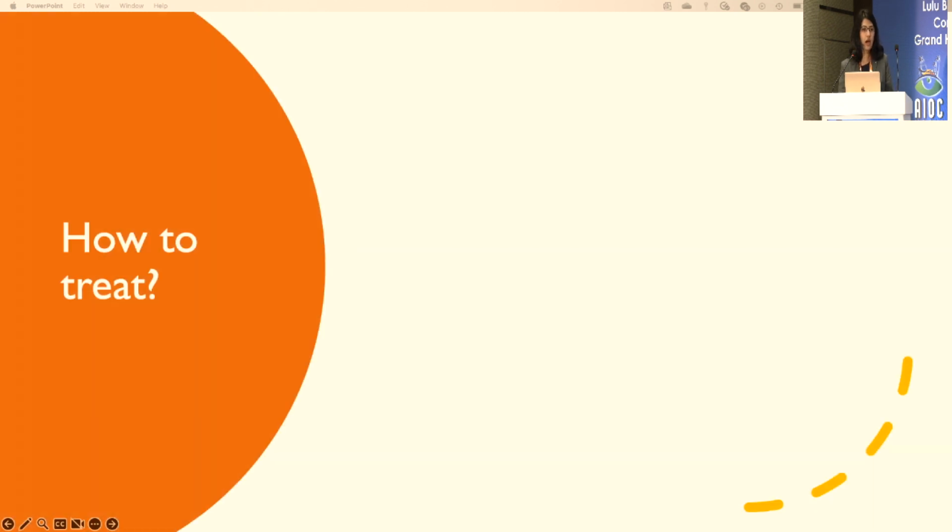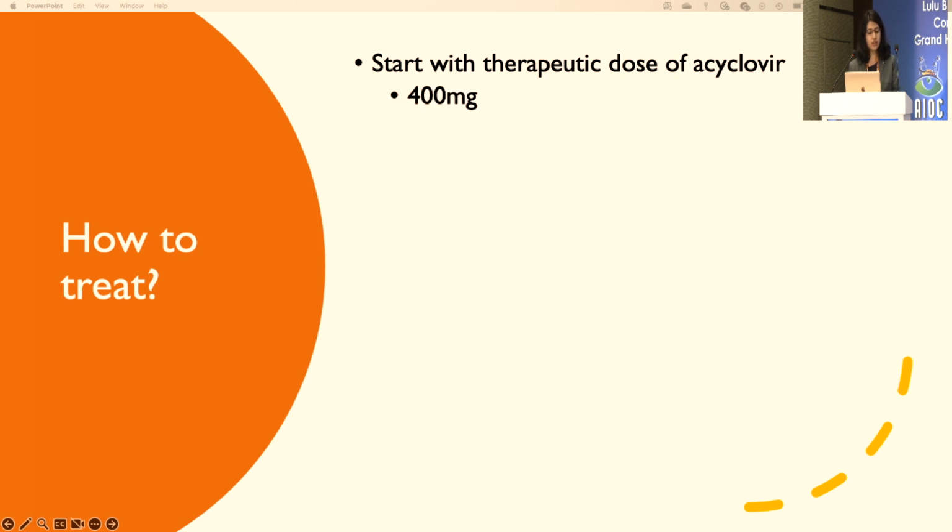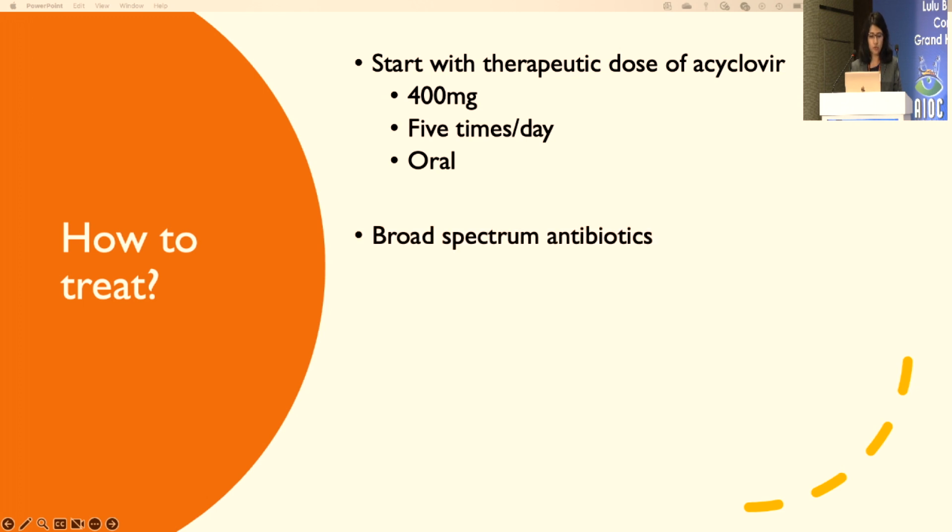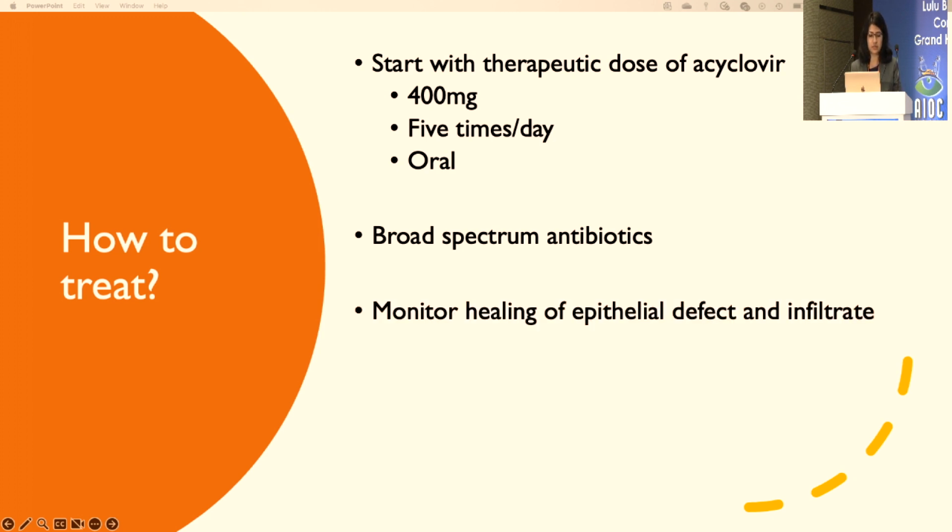Now, let us look at how we treat these cases. So we start with a therapeutic dose of oral acyclovir, which is 400 milligrams 5 times per day, and here we are talking about the oral form of acyclovir. Additionally, we start these patients on antibiotics because, like I said, we may not be entirely sure that the patient is in fact a case of HSV necrotizing keratitis, because in these patients they will have an epithelial defect and infiltrate very similar to that of a routine microbial keratitis.